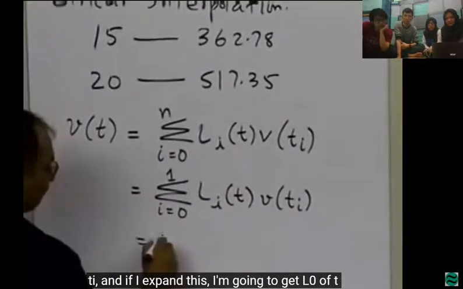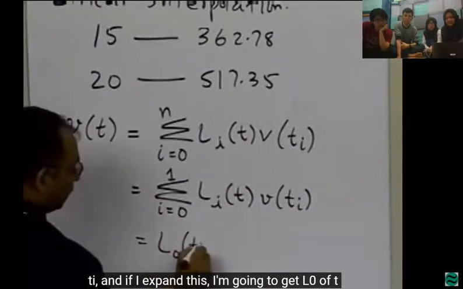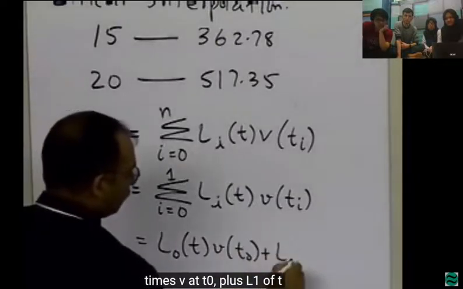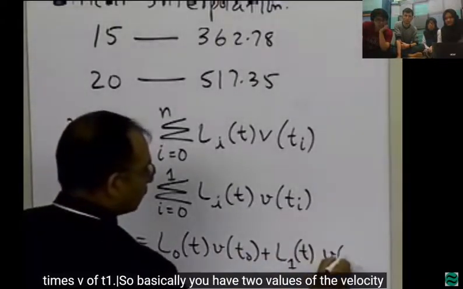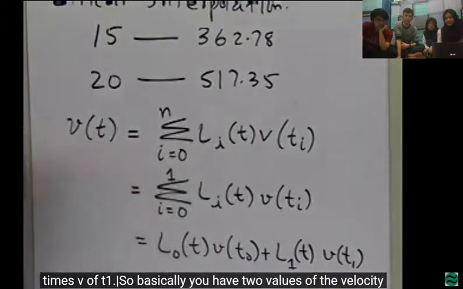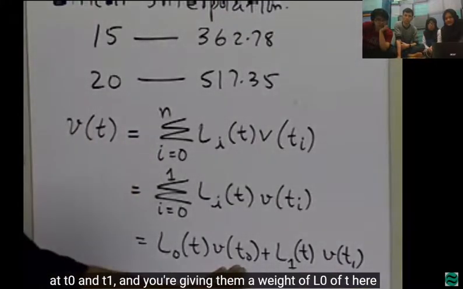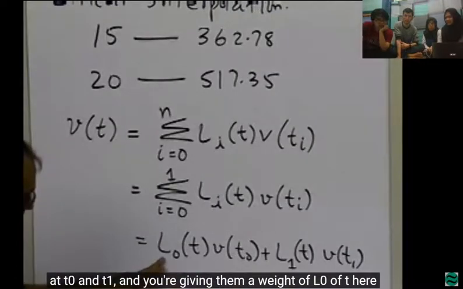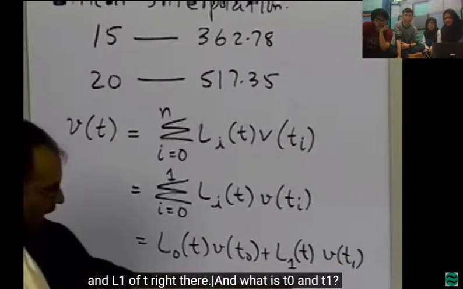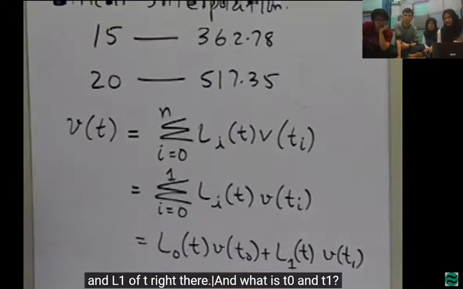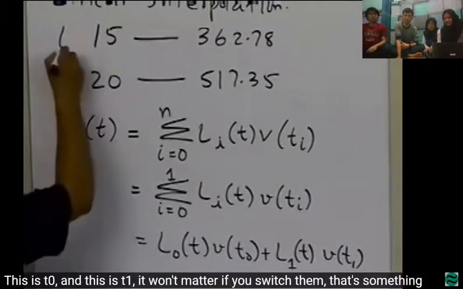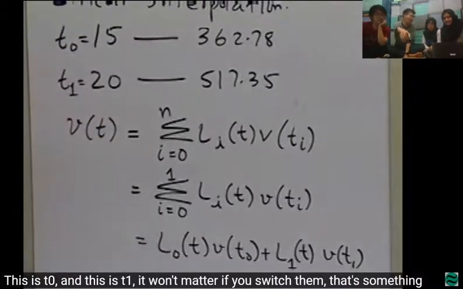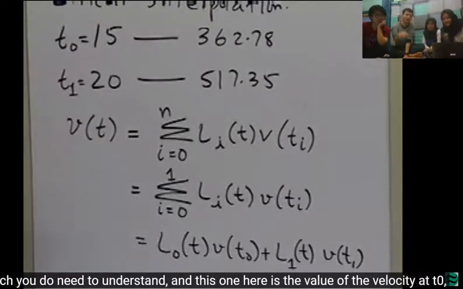And if I expand this, I'm going to get L naught of t times v at t sub naught plus L1 of t times v at t1. So basically you have two values of the velocity at t naught and t1, and you're giving them a weight of L naught of t here and L1 of t right there. Now what is t naught and t1? This is t naught and this is t sub 1. It won't matter if you switch them. That's something which you do need to understand.